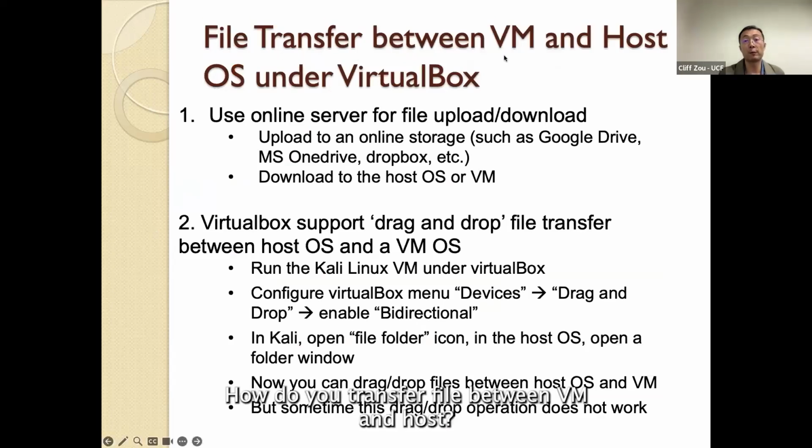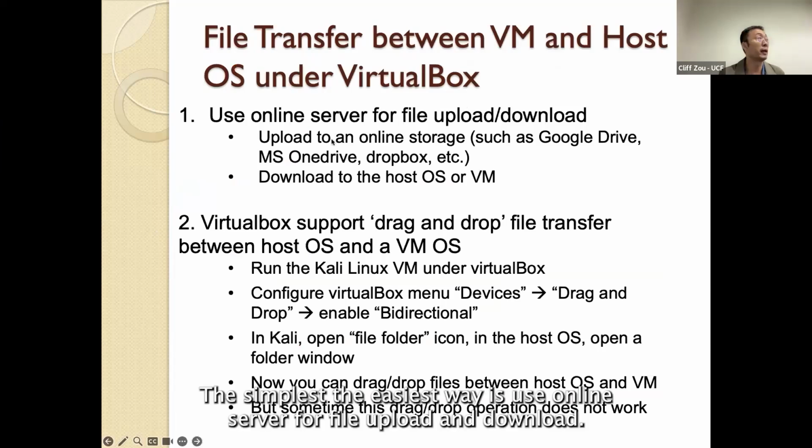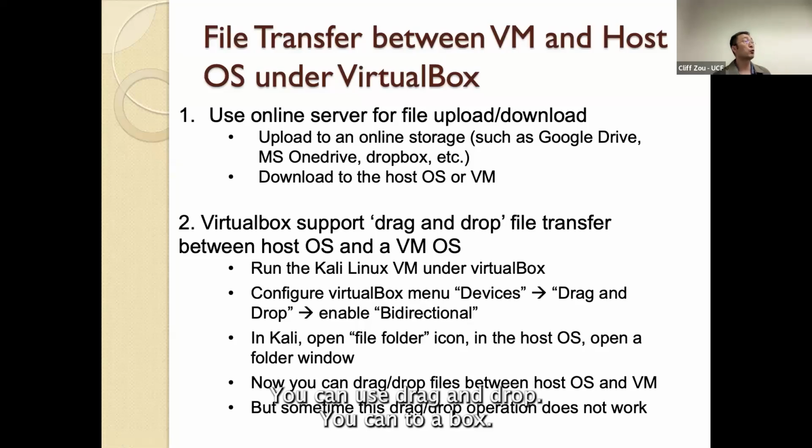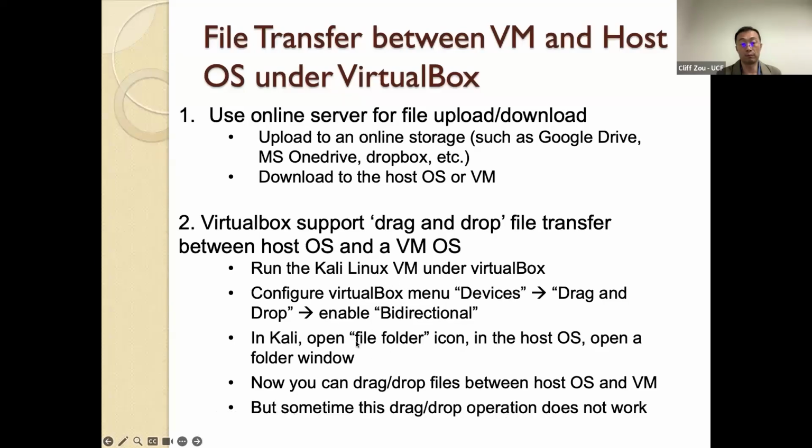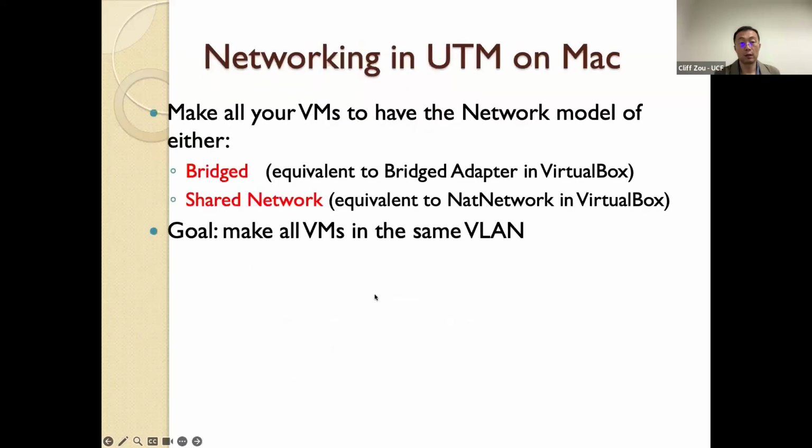Okay, how do you transfer files between the VM and the host? The simplest, easiest way is to use an online server for file upload and download. You can also use drag and drop. In VirtualBox, you can drag and drop, but in many cases this drag and drop function does not work. So the easiest way is still to use an online service like Google Drive or Microsoft OneDrive to upload and download files between your VM and your host OS.